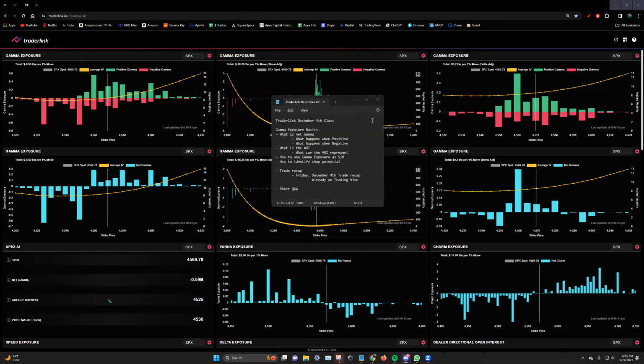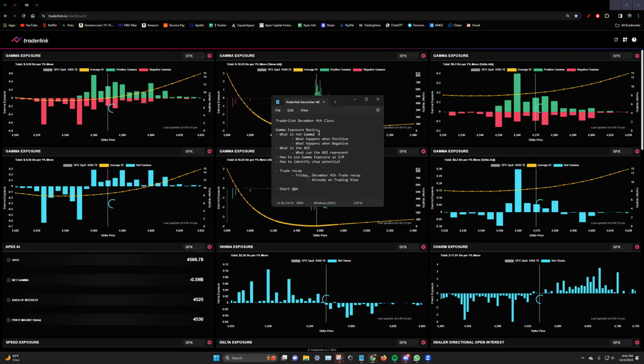Just going over some basic things today. To start off, we will be talking about GEX or gamma exposure basics. What is net gamma? What happens when it's positive? What happens when it's negative? What is the AOI, and what can it represent? How to use gamma exposure for support and resistance, and how to identify potential chop. Then we'll end off with a trade recap from Friday, when I had a live with a couple of friends and we caught a 150% trade using gamma exposure. We'll go over that, and then finish off with a short Q&A.